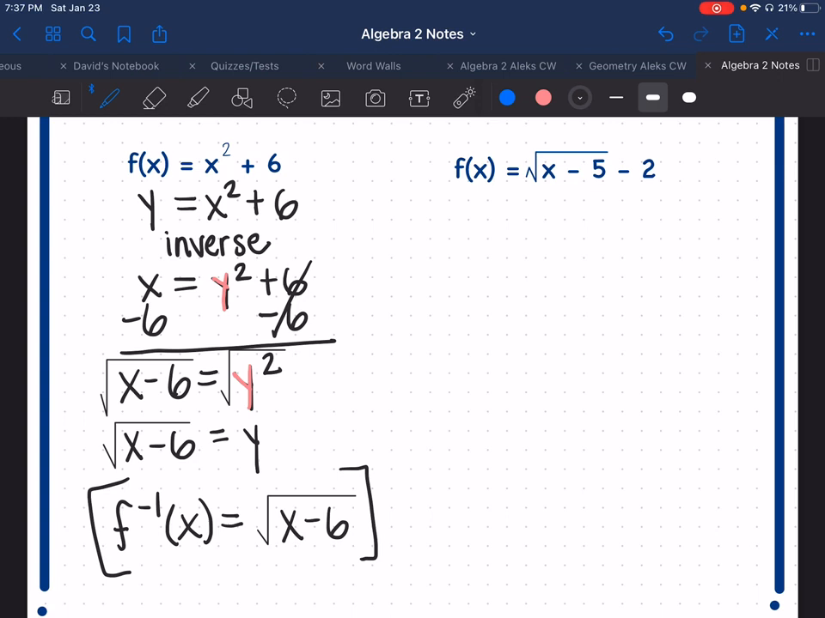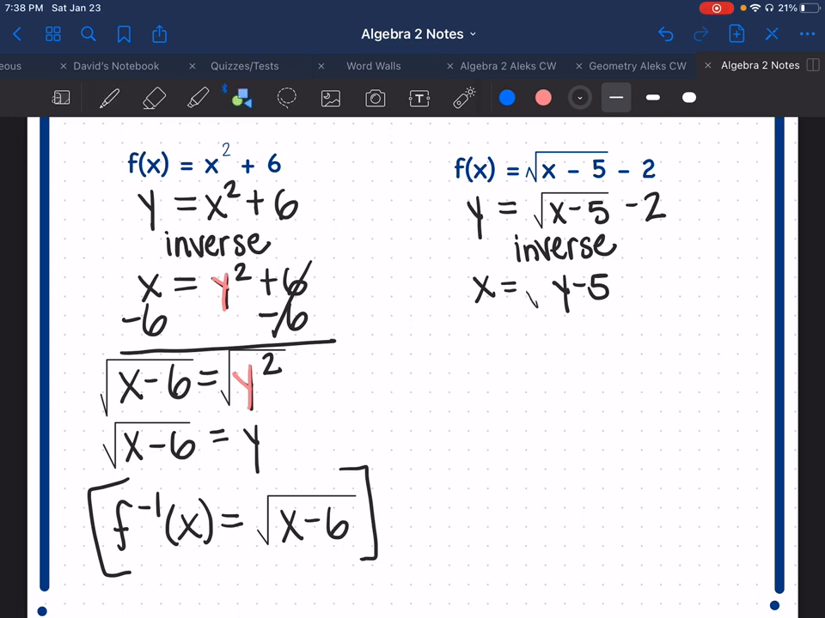Let's try the other one. F of x equals the square root of x minus 5, minus 2. Let's go ahead and change f of x to y. And then let's do the inverse. Okay, so we're going to change y to x, and we're going to change x to y. Let me get that square root in there. There we go. All right, let's highlight that y, because remember the whole point is we got to get that variable of y alone.